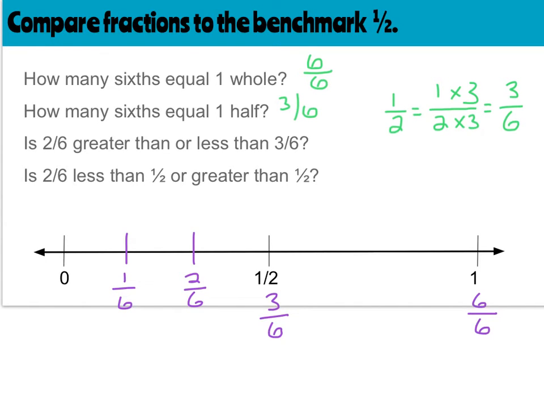And to make sure that I was right dividing my 0 to 1/2 into 3 equal pieces, I can divide my other half into 3 equal pieces, just to make sure that I'm on the right track. 1 sixth, 2 sixths, 3 sixths, 4 sixths, 5 sixths, 6 sixths. So on the number line, we can see that we have 2 sixths right here and 3 sixths right here. So we can see that 2 sixths is closer to 0 than 3 sixths is. So 2 sixths is less than 1/2.